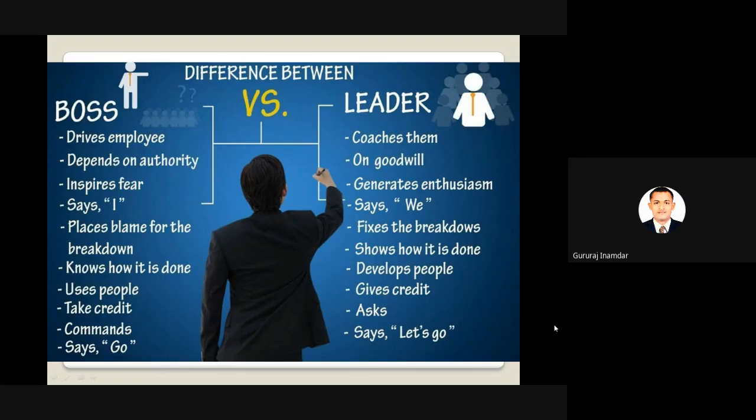What is a leadership quality, or what is the work of a leader? So depends on authority, boss; and leader on goodwill. What is goodwill? It is nothing but that they will work very properly, and regarding the quality of work completion, they will give direction to you. Goodwill is nothing but trust. So a leader will decide on goodwill, and a boss will depend on authority. So this is the difference between boss and leader.